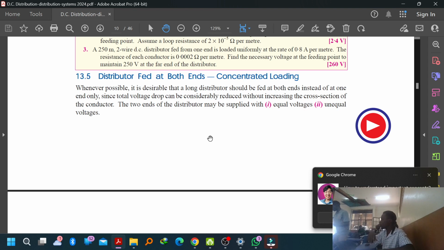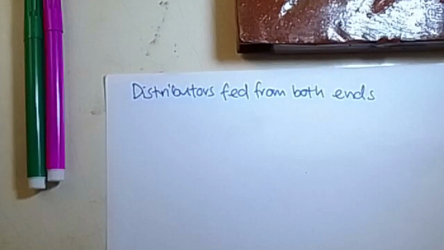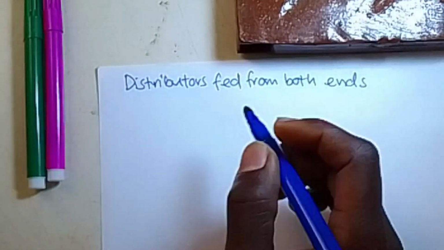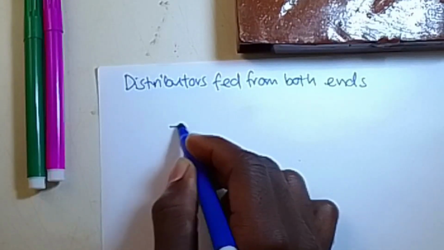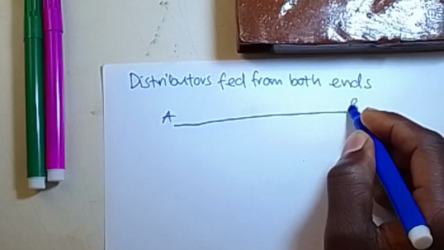But briefly, let me do some introductory part about it, then we can see how we shall be tackling such a number. So when you have a distributor that is fed from both ends, it is simply having a distributor, maybe from point A to point B.